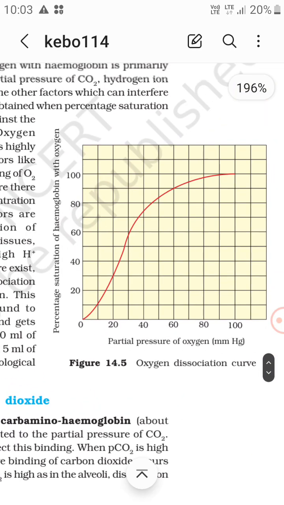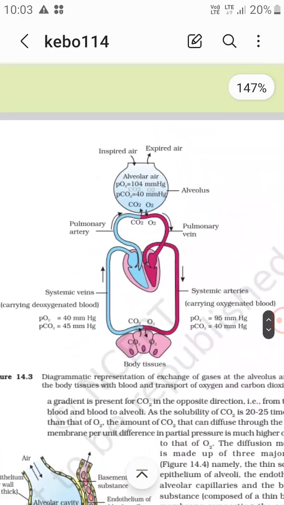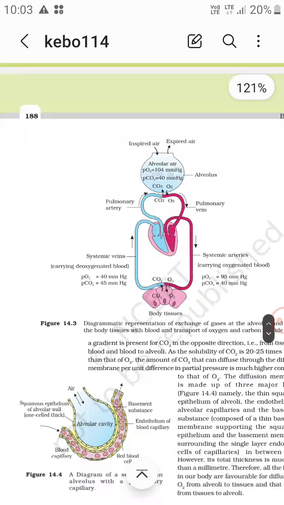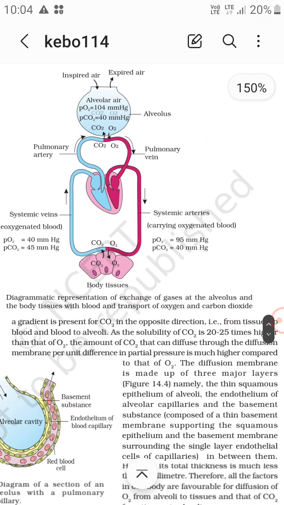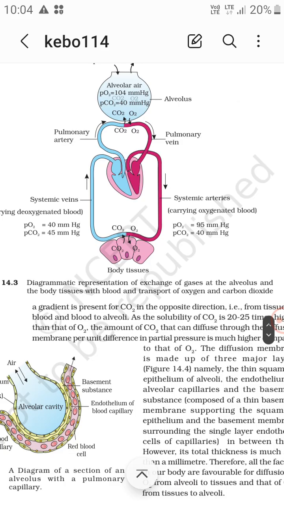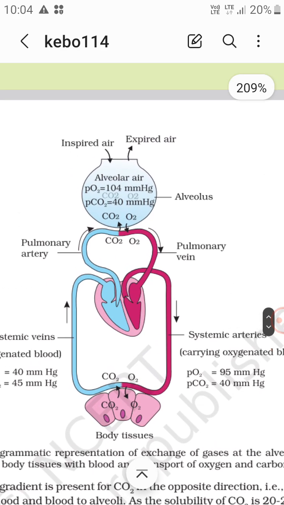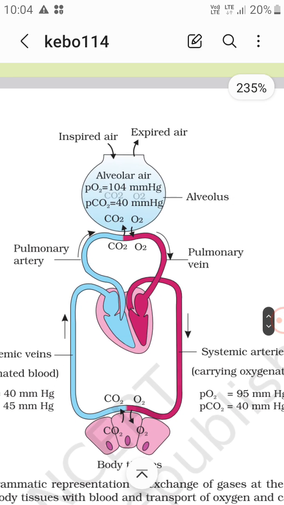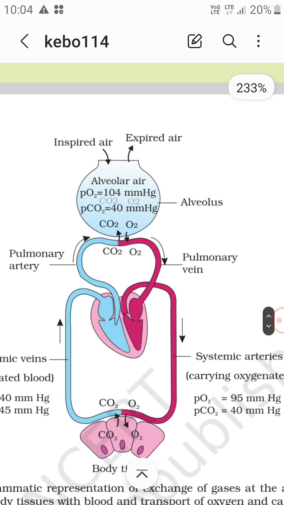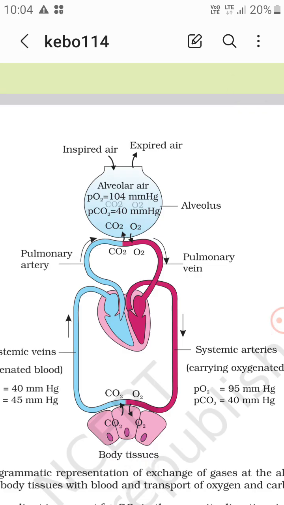You can see the graph in here. This diagram I missed, right? Now, the diagrammatic representation of exchange of gases at the alveolus and the body tissues with blood, and transport of oxygen and carbon dioxide. So inspired air, expired air. Alveolar air has PO2 of 104 mmHg and PCO2 of 40 mmHg. This is the alveolus, the alveolar cavity where gas exchange takes place.